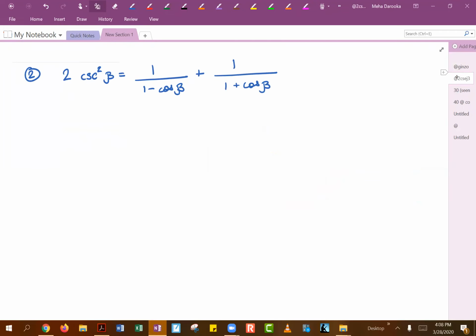All right, so I've already got this written down. So remember, we're going to start on the right-hand side since that's the more complicated side. So we need to find a common denominator, which means multiply this fraction by 1 plus cosine beta, numerator and denominator. And then multiply this fraction by 1 minus cosine beta, again, both numerator and denominator.